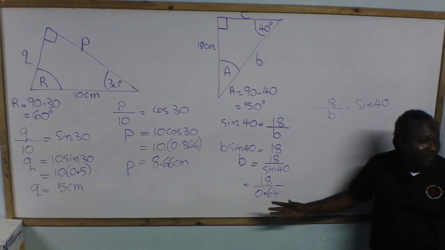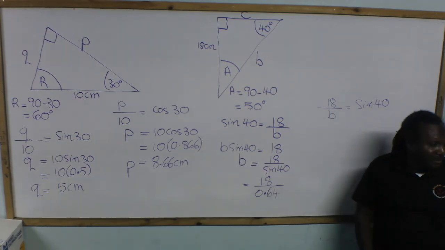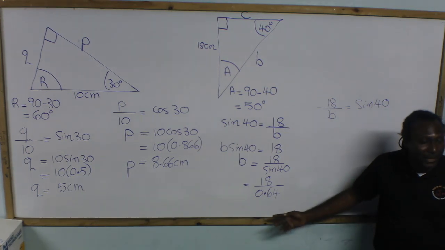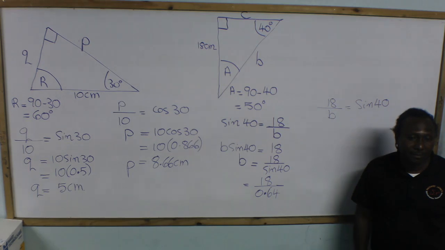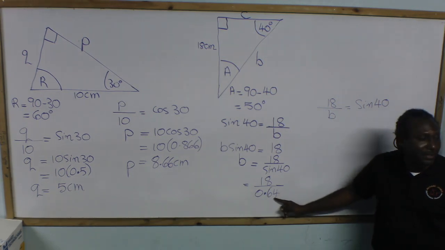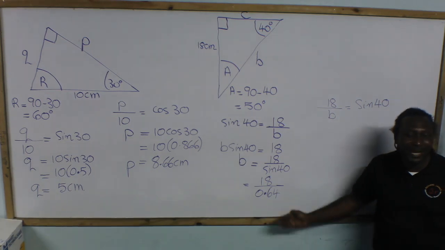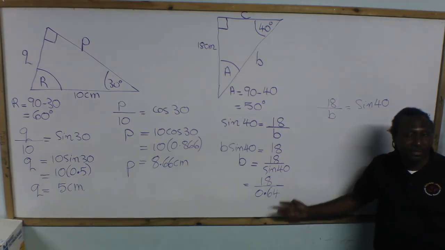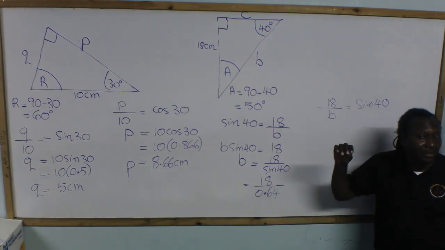0.6. 0.6 will be a good estimation, right? Because 0.6 will go into 18 30 times. So you can make a rough check. But this is a little bit more than 0.6, so your answer should be a little bit less than 30, because you're dividing by a larger number than 0.6. So your answer should really be less than 30.